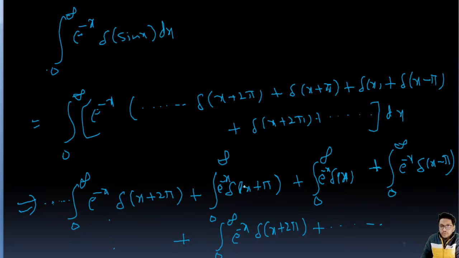Similarly, for x equal to minus pi, the value of a is minus pi, and minus pi doesn't exist between 0 to infinity, so this value is also going to be 0. But for these values like x equal to 0, 0 exists, and we'll write this value. So this is going to be equal to 0 plus 0. All these values are going to be 0, because they do not exist between 0 to infinity.